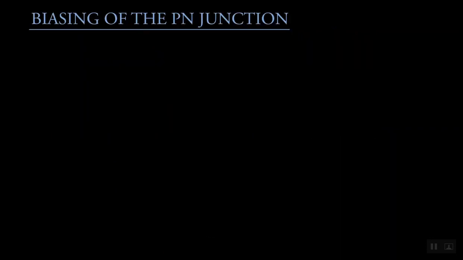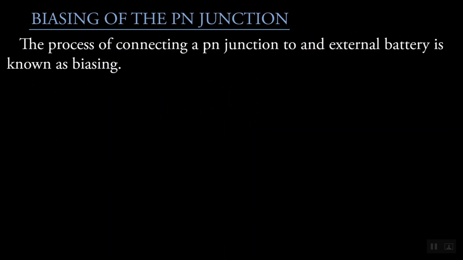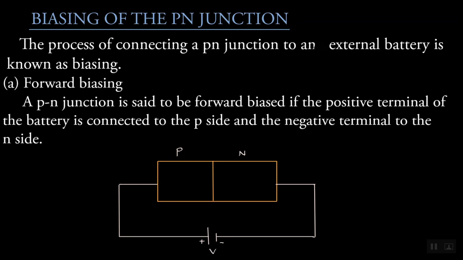Biasing of a PN junction. The process of connecting a PN junction to an external battery is known as biasing. There are two ways in which a PN junction can be biased. Forward biasing: a PN junction is said to be forward biased if the positive terminal of the battery is connected to the P side and the negative terminal to the N side.